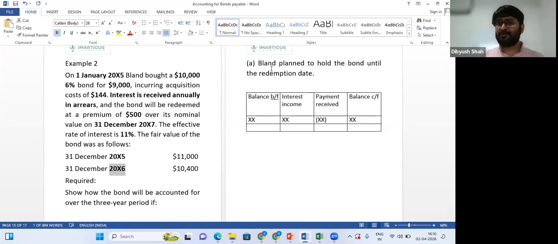The intention is to hold the bond till maturity date, business model, and let's say the cash flow characteristics are also met. When you are writing the answer, you will have to write that the business model test is met, and the cash flow characteristics, assuming it is only principal and interest which is provided, are met. Now you can start your answer. Are we clear till here?